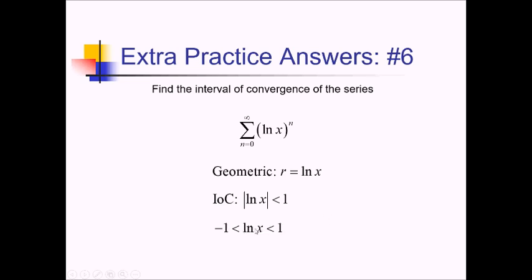And now solving for x, we have to raise e to all three of these sides. So e to the negative 1, we can call that 1 over e if we want to really simplify it. That's going to give us an x in here if we raise e to the ln of x. And then this is going to be less than e to the 1, or just e. So 1 over e less than x less than e.